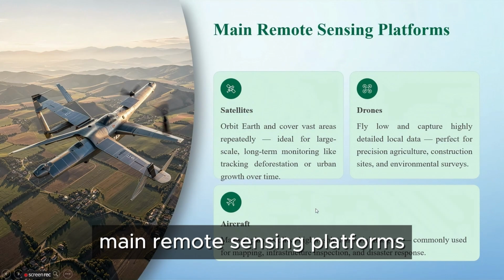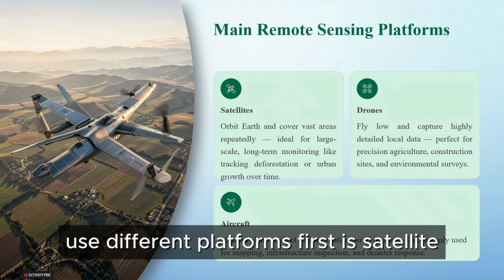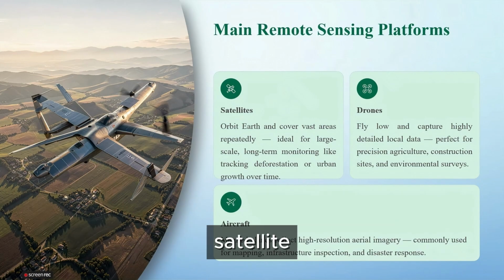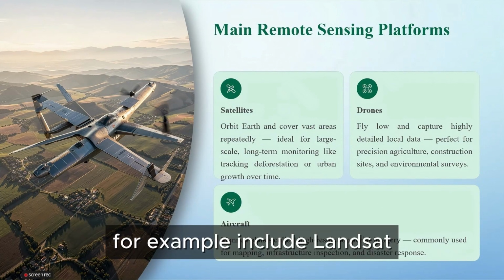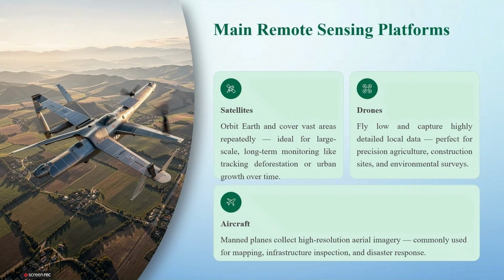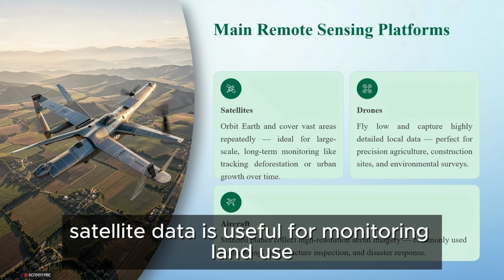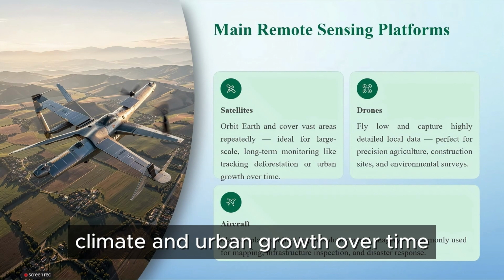Main remote sensing platforms. Remote sensing data can be collected using different platforms. First is satellites. Satellites orbit the Earth and collect data over large areas. Examples include Landsat, Sentinel, and MODIS satellites. Satellite data is useful for monitoring land use, vegetation, forests, water bodies, climate, and urban growth over time.